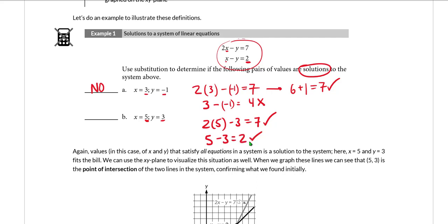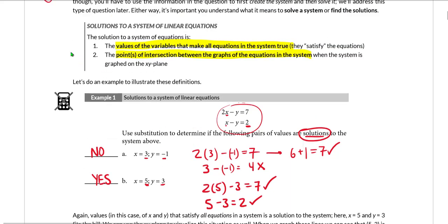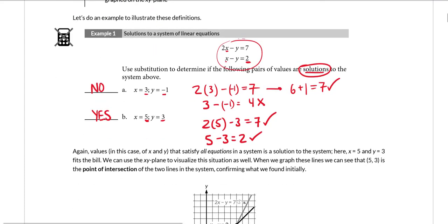Now the first and second equations are satisfied, which means that 5 and 3, an x value of 5, a y value of 3, is indeed a solution to the system that we are given here. So again, that example will serve very nicely, hopefully, to illustrate the first definition of what it means to solve a system: finding the values of x and y that do satisfy all of the equations in the system.